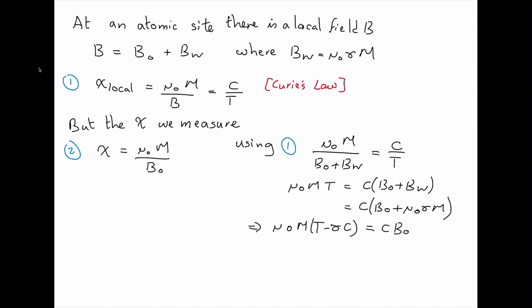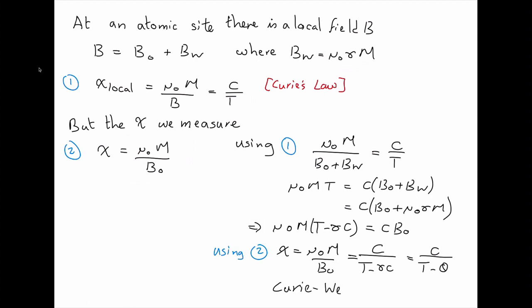So if I use equation 2, we know that the susceptibility that we measure is equal to mu naught M over B naught. But from the previous equation, I can see what M over B naught is. This will just be equal to C over (T minus gamma C). And if you like, I can replace gamma C with another constant, so I'll replace it with theta. And from this, we've derived the Curie-Weiss behavior.